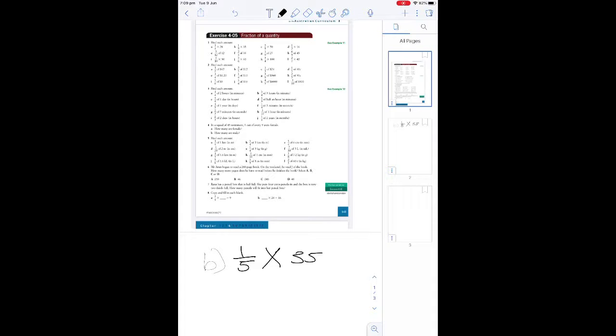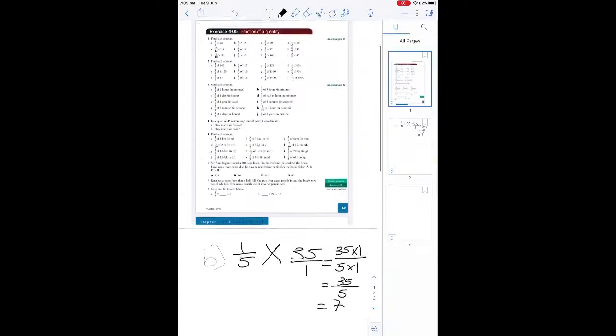The long way is, you put this over 1 and you do a multiplication, which is 35 times 1, because the numerators you multiply together, and then 5 times 1, which will give me 35 divided by 5, and you know the answer to that is 7. Okay, that's a way, right?